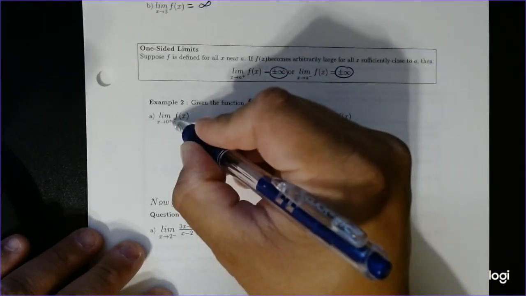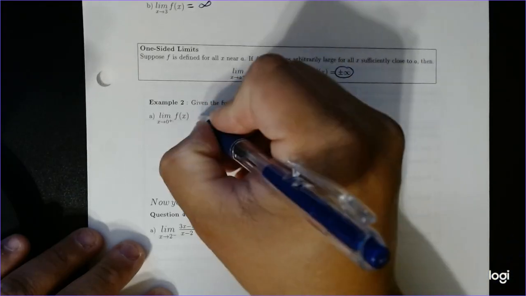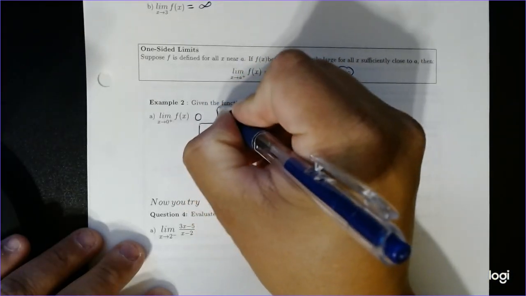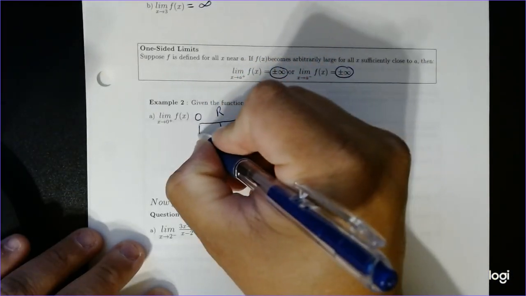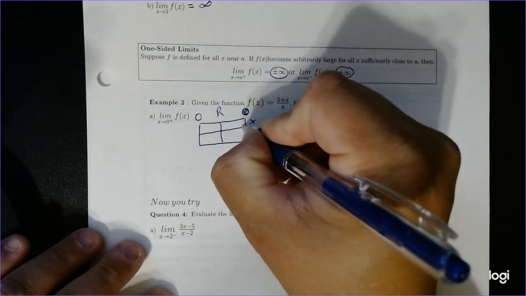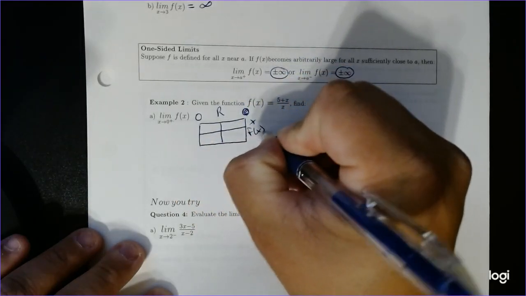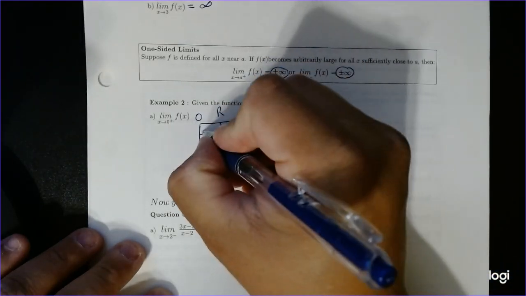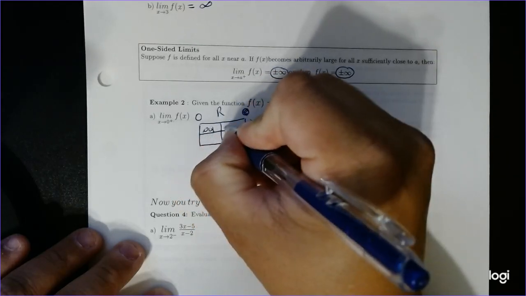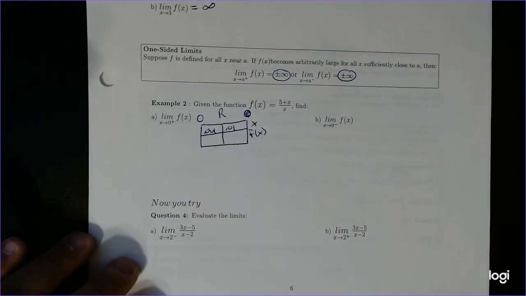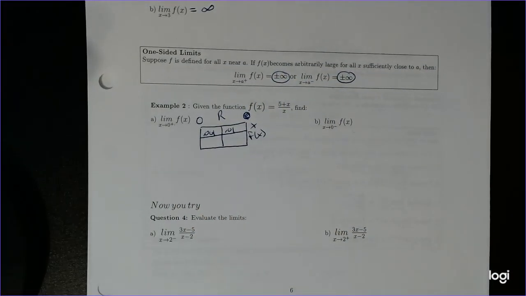I only want the positive part, so that means the right-hand side. Plus means right-hand side. So numbers to the right of 0, so 0.001, 0.01. And then we just plug it in, so positive 0.01. Let's see what we get out.